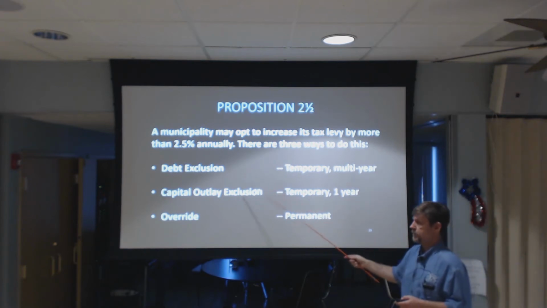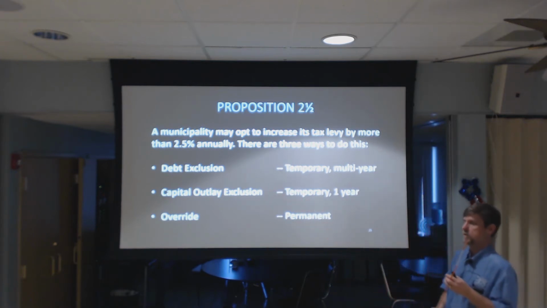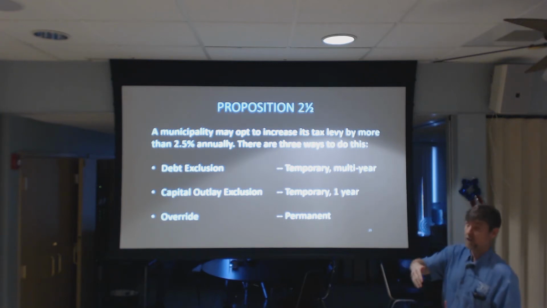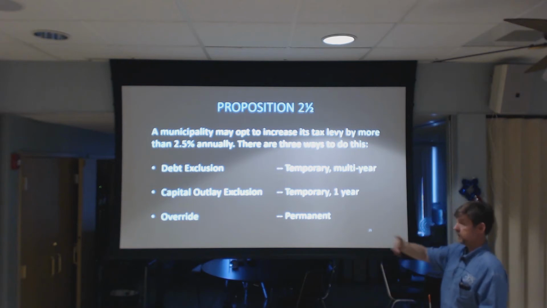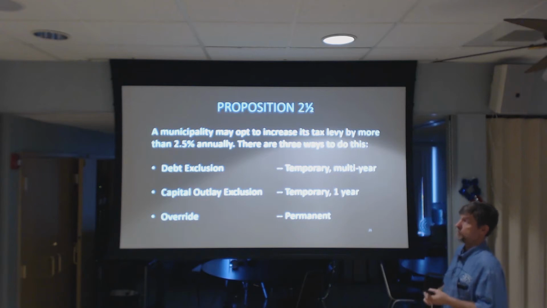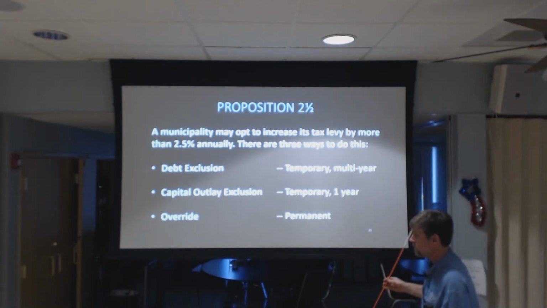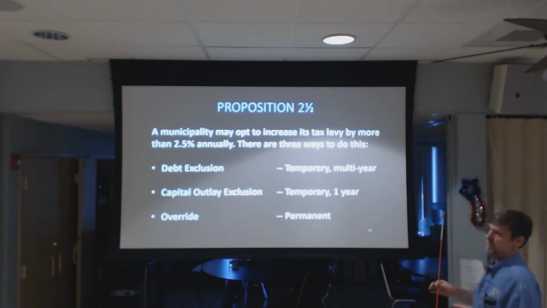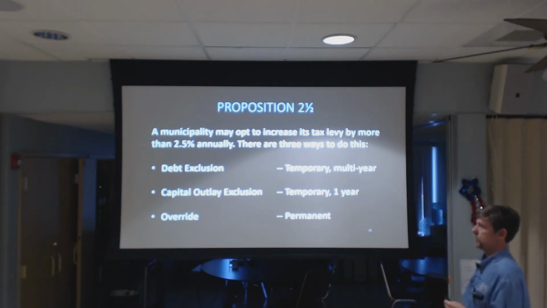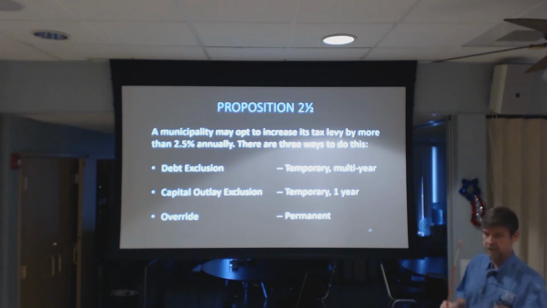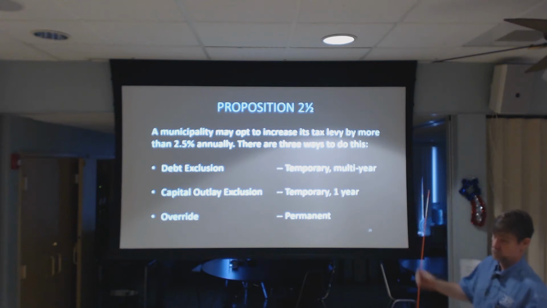Debt exclusions and capital outlay exclusions are temporary because they are passed for a certain term, such as 20 years and 1 year. And after that term expires, they come off. Now, some would argue that, depending upon your age, a 20-year debt exclusion is a permanent increase. But for all practical purposes, really, debt exclusions and capital outlay exclusions are considered temporary increases, even though they could be multiple. The debt exclusion would be 20 years.